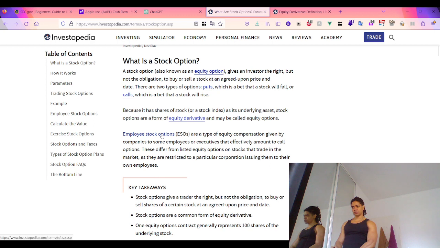Employee stock options are a type of equity compensation given by the company to some employees or executives that effectively amount to call options. These differ from listed equity options on stock that trade in the market, as they are restricted to a particular corporation issuing them to their own employees.